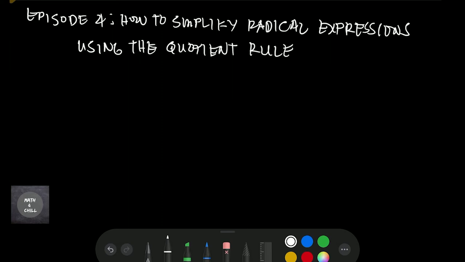So, unsa ang ginaingon sa quotient rule? Ang quotient rule nag-ingon nga kung naay radical expression nga the square root of a over b, equal na siya sa square root of a over square root of b. So, yun na siya ka-simple, no? So, ang atong mga rule how to simplify.